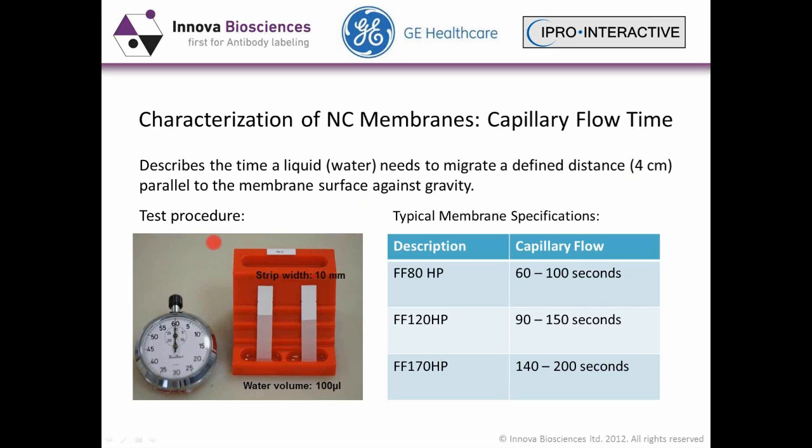Here at the lower left, you see a typical test setup for that. You have a membrane strip with a width of 10 millimeters and a defined water volume, and this water volume migrates upwards, and what people are interested in is the time the liquid needs until it reaches the mark at 4 centimeters. And typically, you then come up with membrane specifications that look like this, which is a new family of membranes that GE has developed for very sensitive and very reproducible tests. And what you see is you have windows in capillary flow times that you can use to define your membrane needs.